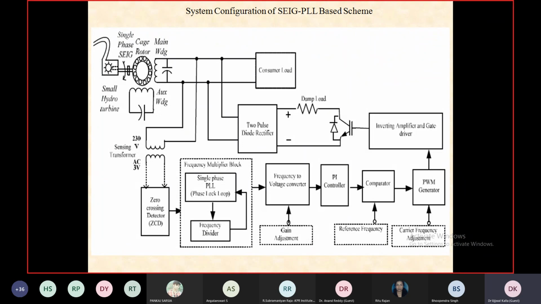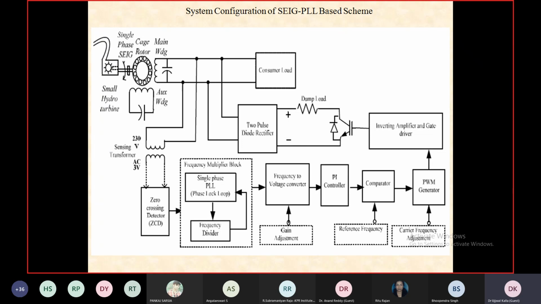In a small hydro power generation system, we require an asynchronous generator. Generators may be classified broadly into two categories: synchronous and asynchronous generators. For renewable power generation systems, we always require asynchronous generators. There are mainly three types of asynchronous generators available in the market and in use.